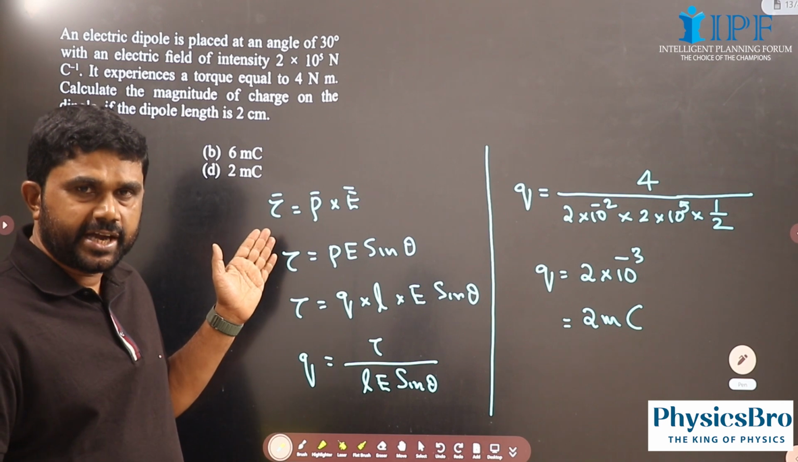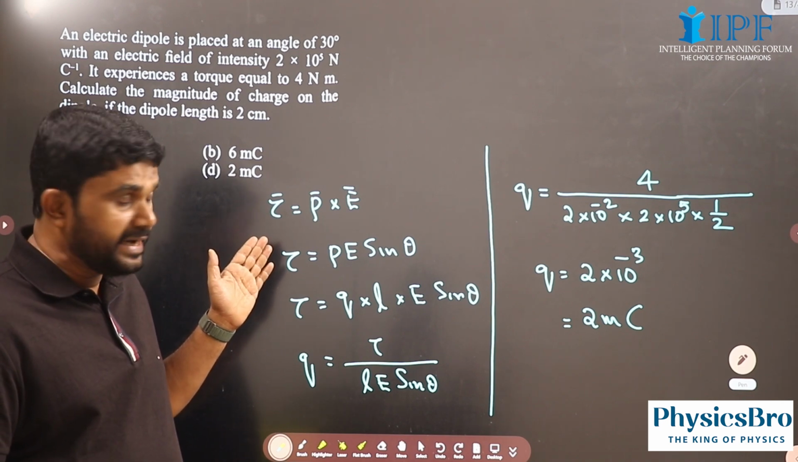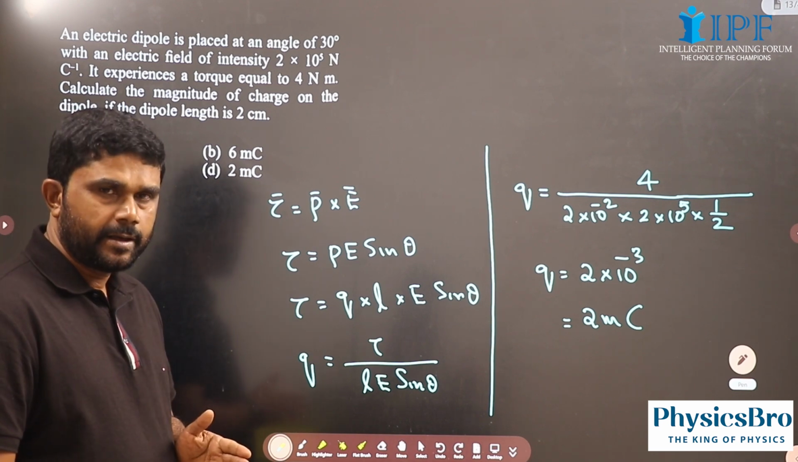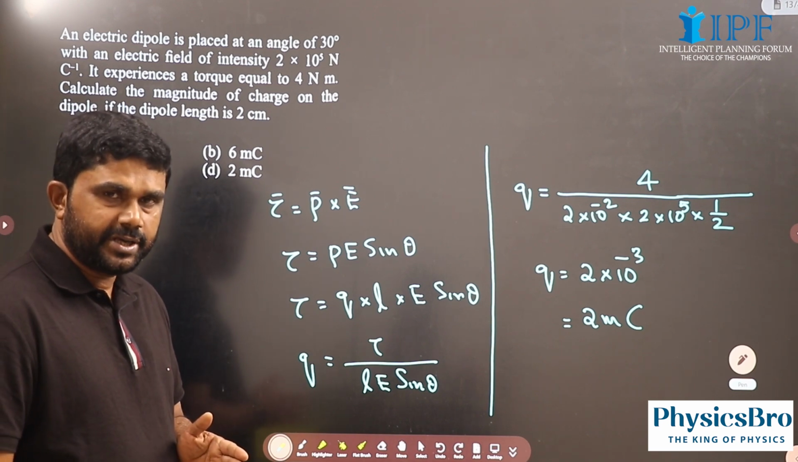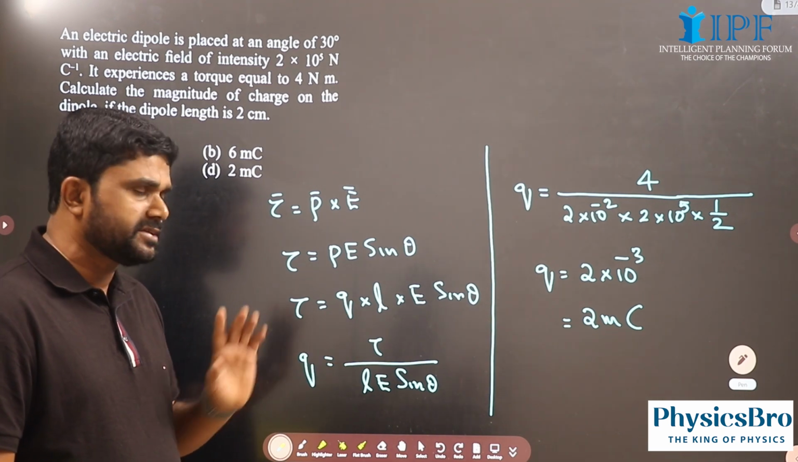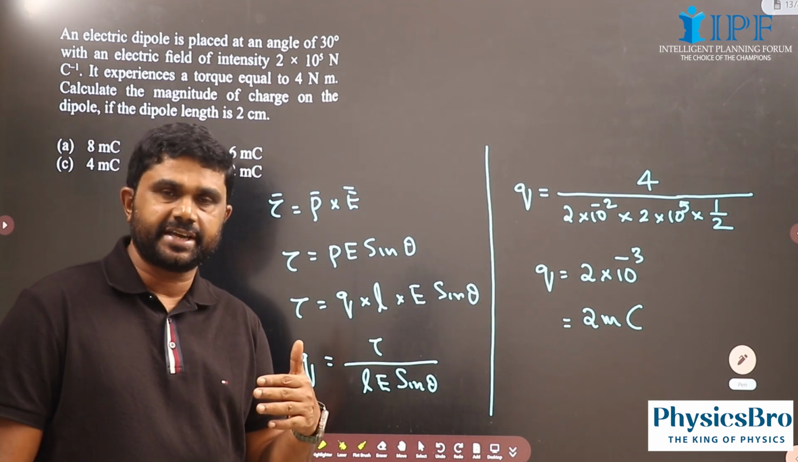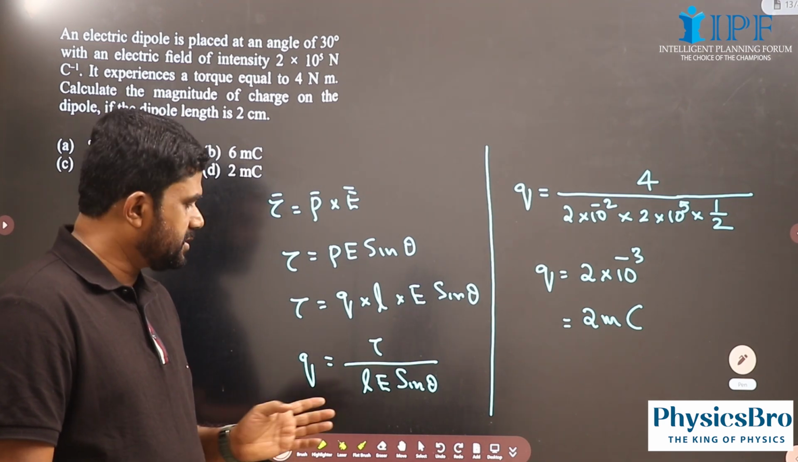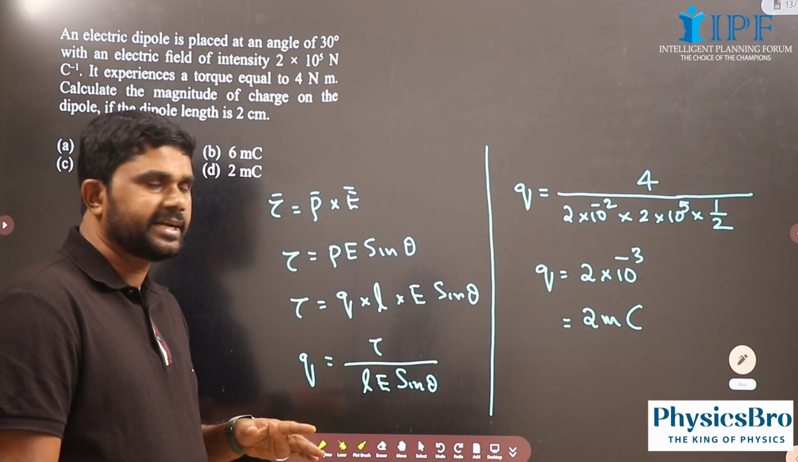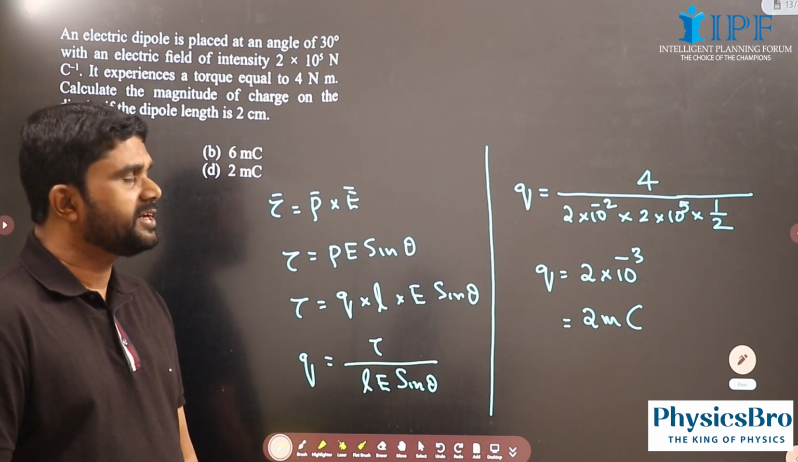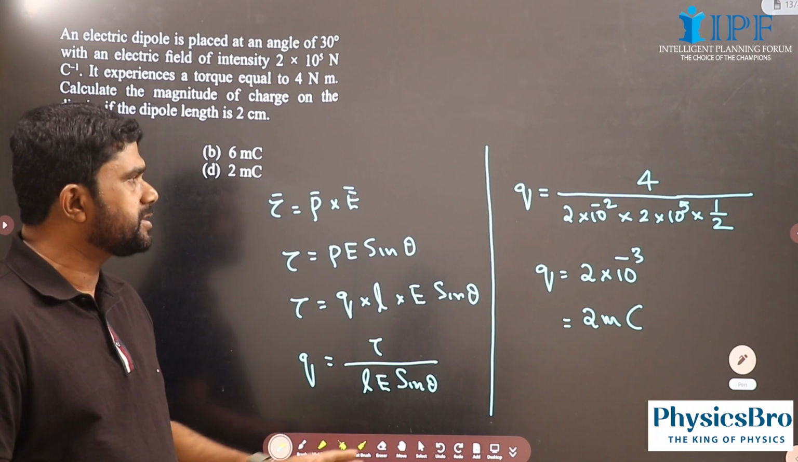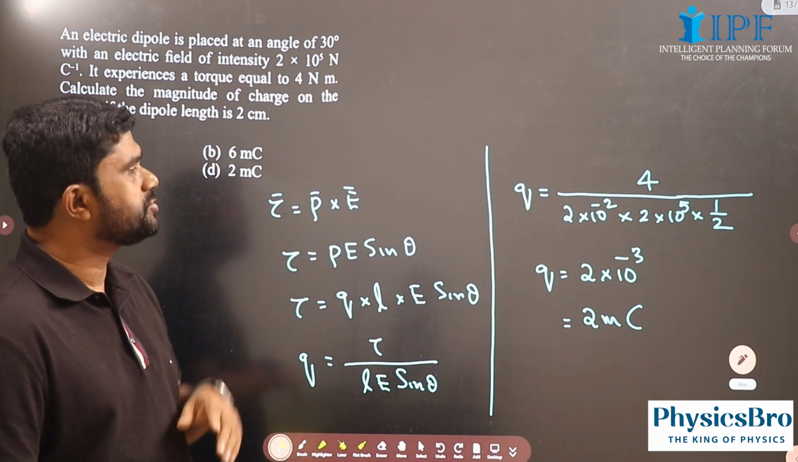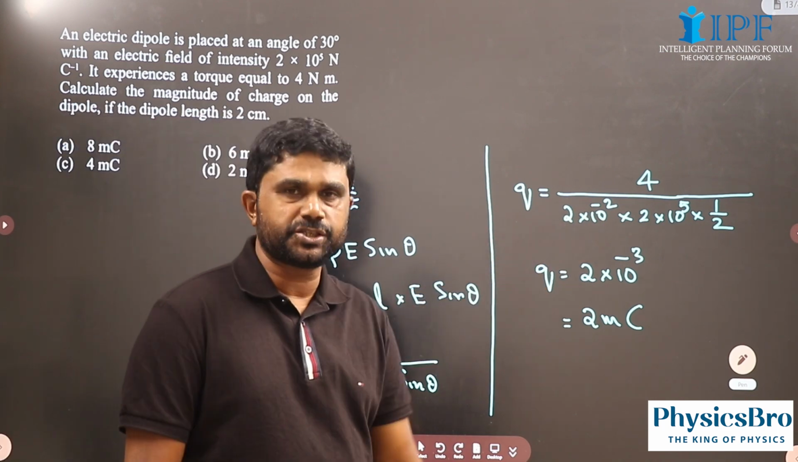Torque experienced by a dipole kept in an electric field, tau equals P cross E. So we can write tau equal to P sine theta. P is the dipole moment, and it can be written as the product of charge and the separation between the two charges, or let us say the length of the dipole. Okay, so this is the expression for torque, and the charge will be tau divided by l sine theta. Theta here is given as 30 degree. Torque is 4 Newton meter, that I have written as tau. Okay, and length is 2 centimeter, right? Yeah, 2 centimeter means 2 into 10 raised to minus 2 meter.